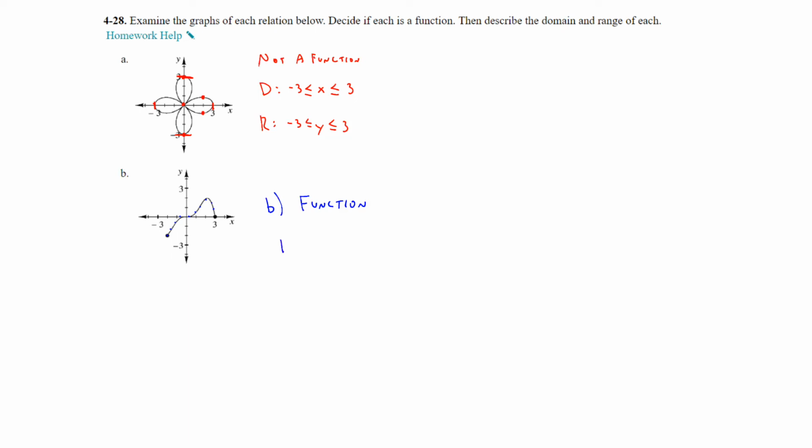The domain for this one is your x value looks to start at -2 and go all the way to 3. So once again, we can write that in this form, x is greater than or equal to -2, but less than or equal to 3. Or you can write it in words. And then the range goes down to right here at -2 and then up to 2. So same thing, the y value is greater than or equal to -2 and less than or equal to 2.